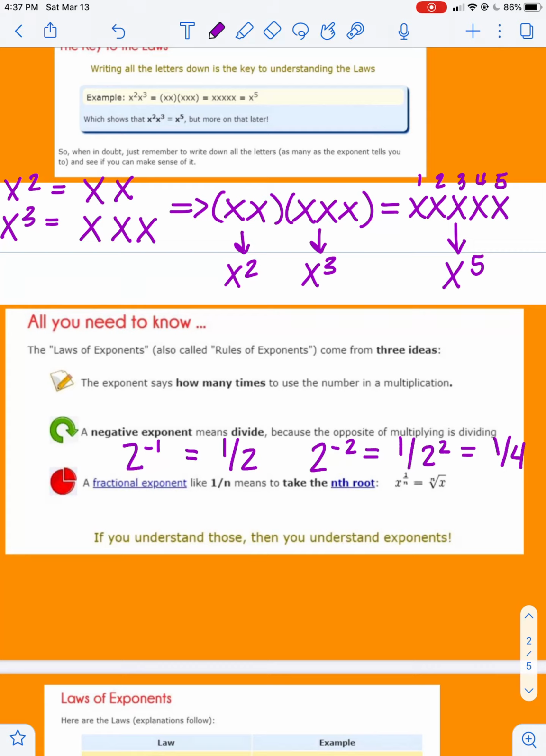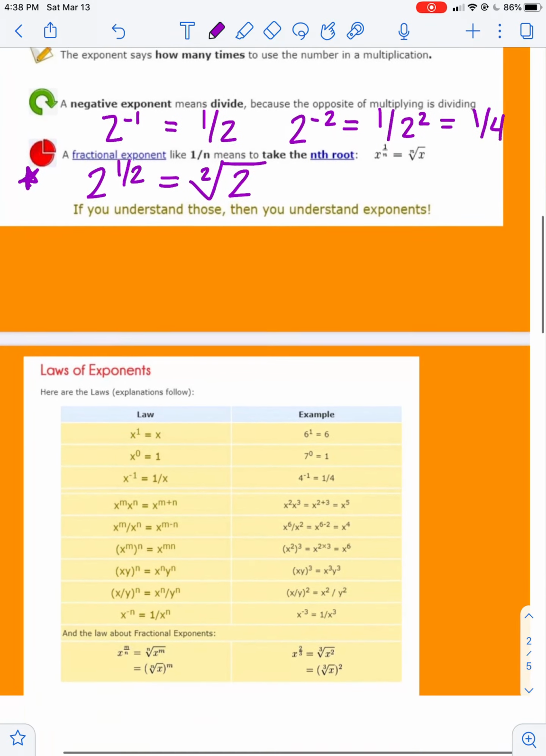Okay? And then a fractional exponent. So if you were to have like 2 to the 1/2, that would be the same thing as the square root of 2, okay? So that means you're going to take the nth root of whatever number. So this one's a little trickier because we haven't really worked with roots yet, but once we do some practice, it'll make sense, okay?